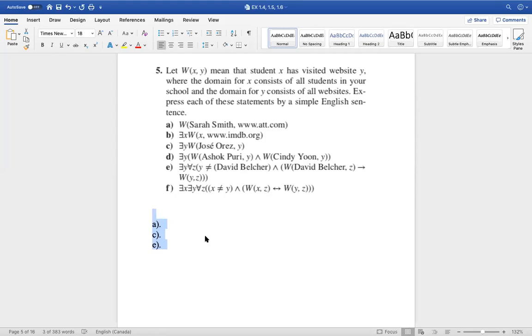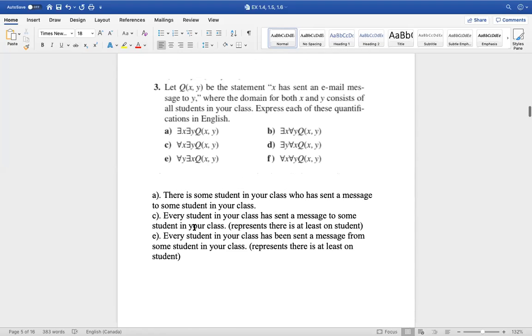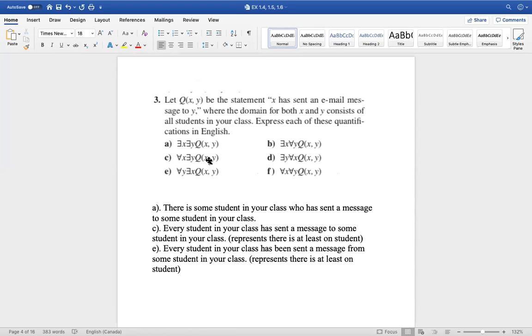So in the last one, if the statement is for all x, for all y, like F, for example, does that mean that there is only one student in X that sent a message to a student in Y, or maybe there are a couple of students in X that sent messages to one student?